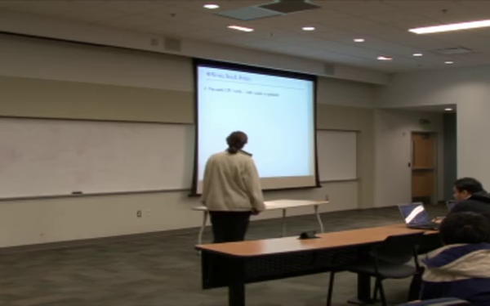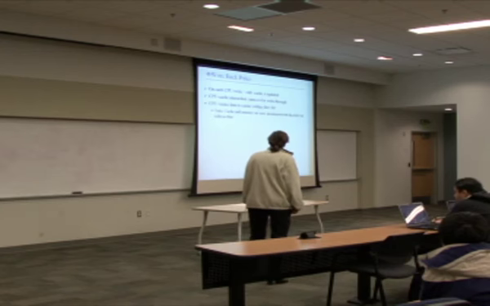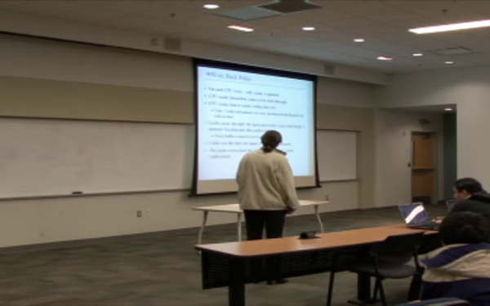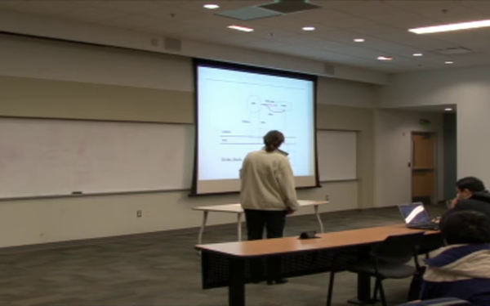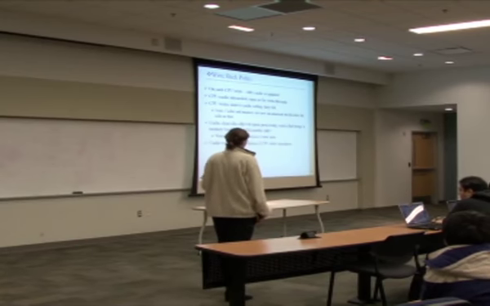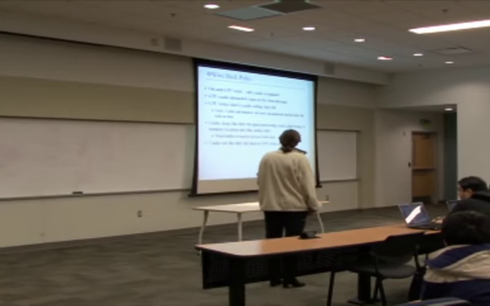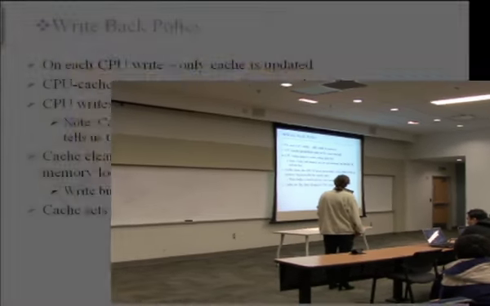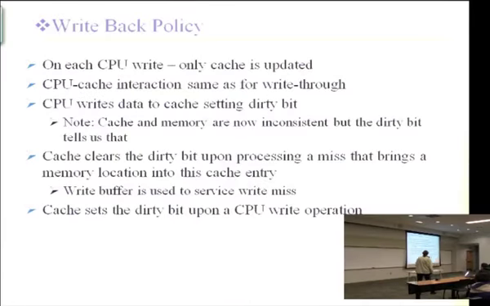So basically, what you do is you start with updating only the cache, and let me show you the picture. Oh, actually this one, and it's not a very nice picture. So let me explain what happens. On each CPU write, it's written only in the cache, and CPU cache interaction is the same as for write through. Basically, if it's a hit, it brings back the data. If it's a miss, it has to go to the main memory.